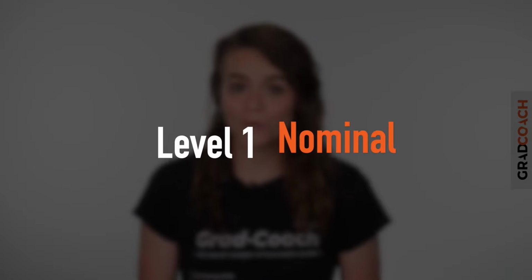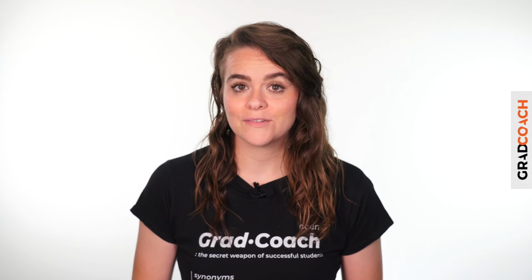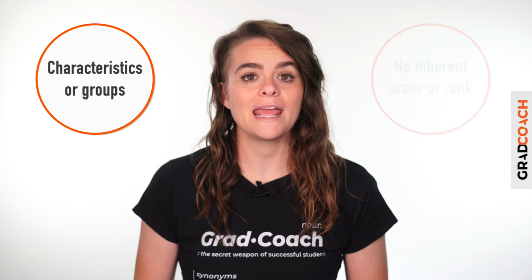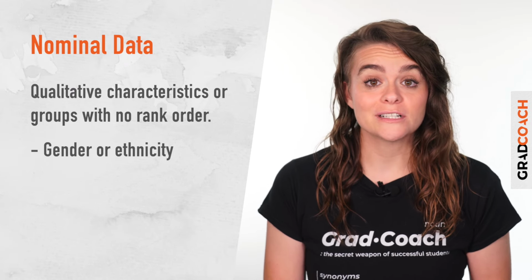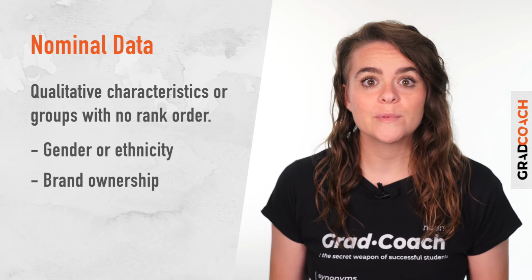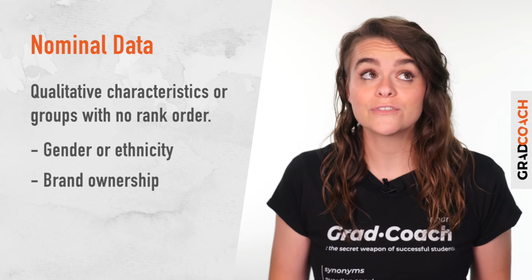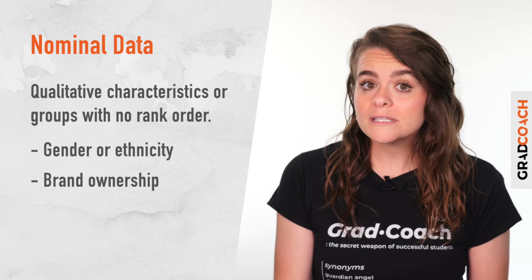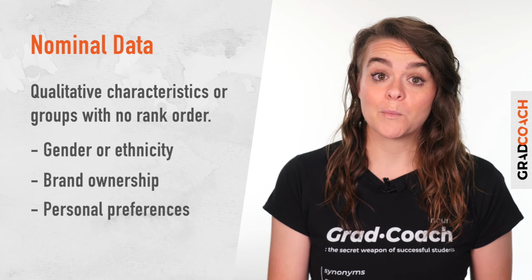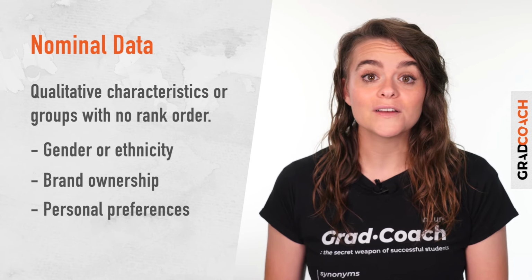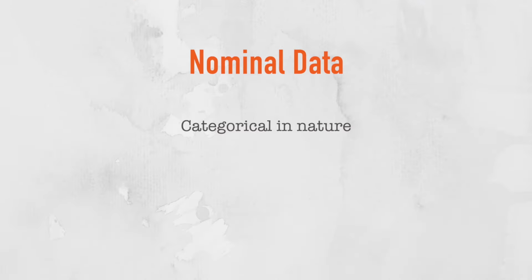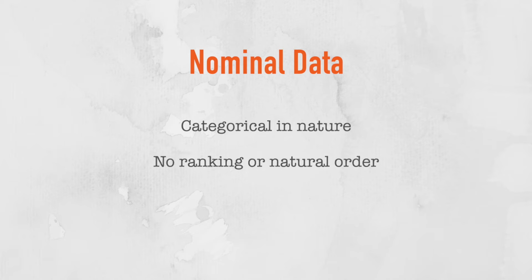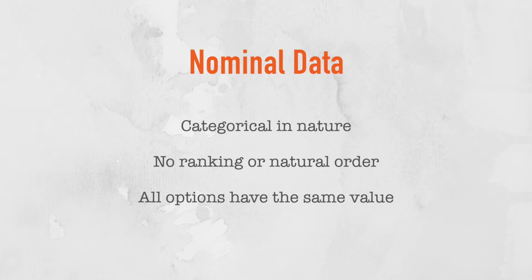Nominal data, a categorical data type, describe qualitative characteristics or groups with no inherent numerical value, order, or rank between categories. For example, gender, ethnicity, or blood type, the brand of appliance someone owns. For example, a refrigerator, microwave, etc. Or someone's personal preferences. For example, their favorite meal or favorite color, etc. In all of these examples, the data options are categorical, and there's no ranking or natural order. In other words, they all have the same intrinsic value. One color, for example, is not ranked above another.